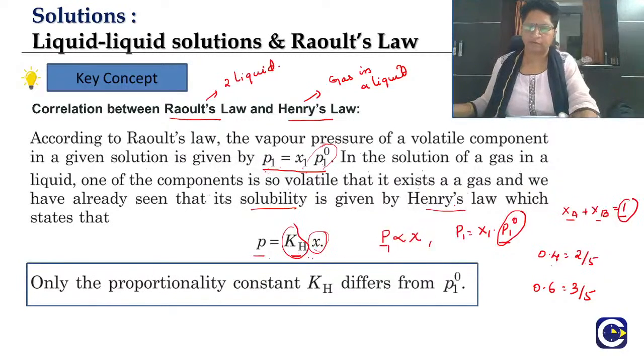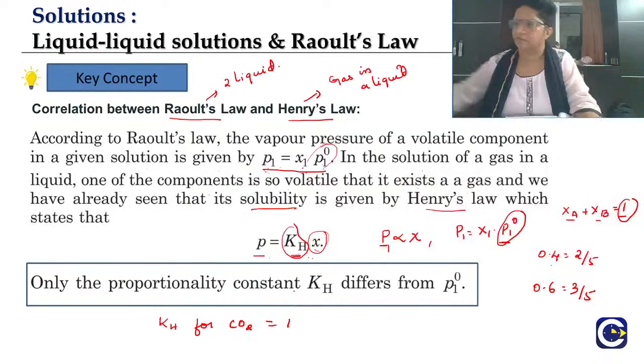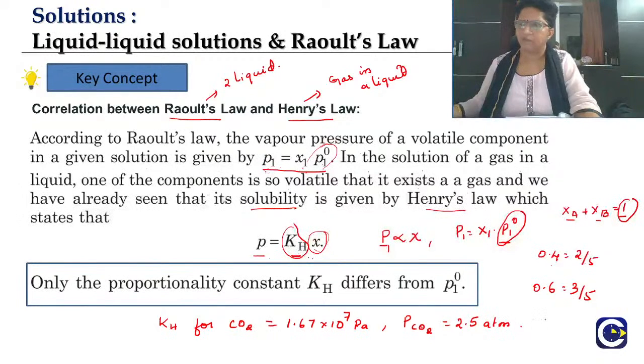We did a problem on Henry's law in the last class. I'll just repeat that because we didn't take the conversions properly. The Henry's constant for carbon dioxide is given as 1.67 into 10 power 7 pascals. The vapor pressure of carbon dioxide is found to be 2.5 atmosphere. Calculate the mole fraction of carbon dioxide. In our question, this is given as 2.5 atmosphere and this is given in pascals.